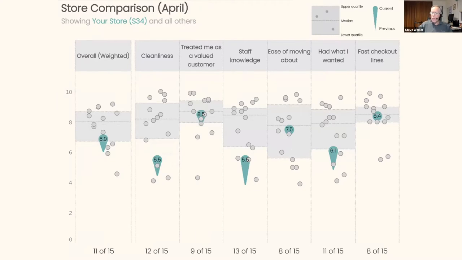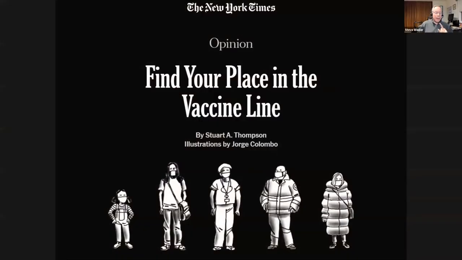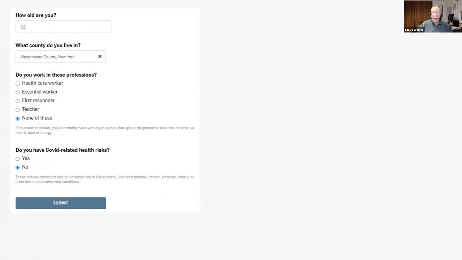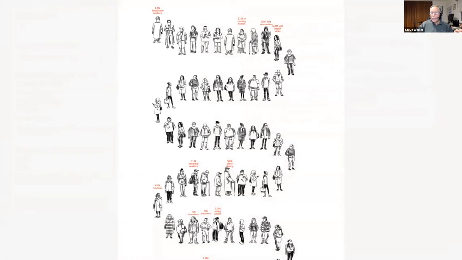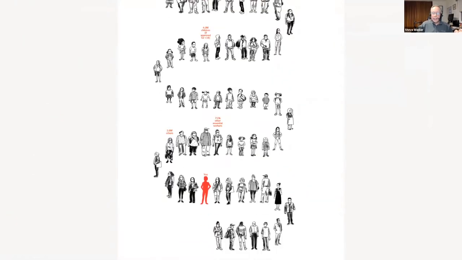They're going to use it. They're going to want to look at it. And I'm seeing a lot of websites and newspapers doing this. This was a fascinating piece from the New York Times opinion page, which is, everyone wants to know, when can I get my vaccine? And they put together this interactive thing where you could put in your age, where you live, and whether you have COVID-related health risks and things like that. And then it would show you roughly where you are in line to get the vaccine. Fortunately, because it means I'm not terribly old and I'm not at a health risk, I'm going to have to wait a while. So you get the idea behind it.